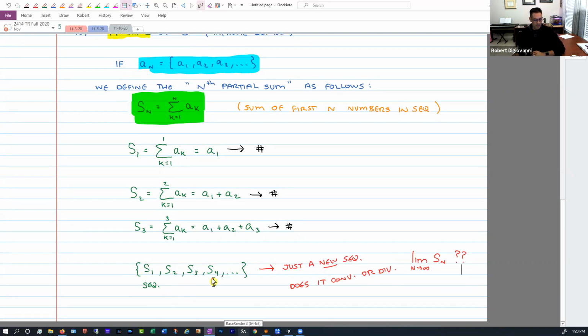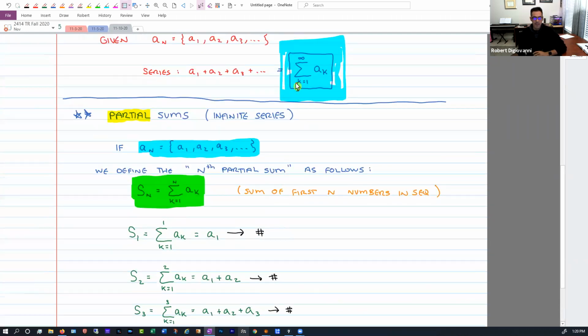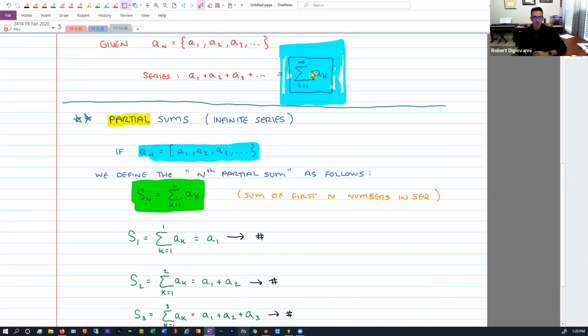What does this go to? If I let n go to infinity, then I'm basically saying add up the first n and let n go to infinity, right? And that would represent the infinite sum, which is what the series is. So this is really weird.